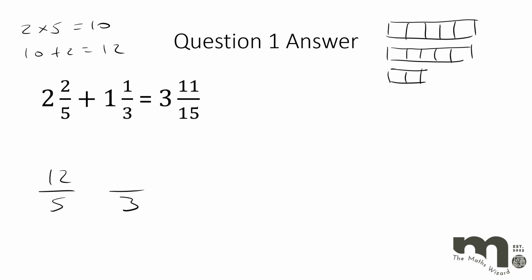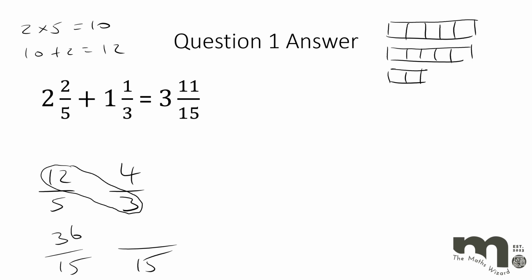1 times 3 is 3. Add on the 1, you get 4. Now we're in the same position that we're in with proper fractions. So what we've got to do now is get the denominators the same. To do that, you can do 3 times 5 to get 15, and that gives you a common multiple of 3 and 5. Then we can use our diagonals to get the top numbers. So 12 times 3 gives you 36 for that one. 4 times 5 gives you 20 for that one.